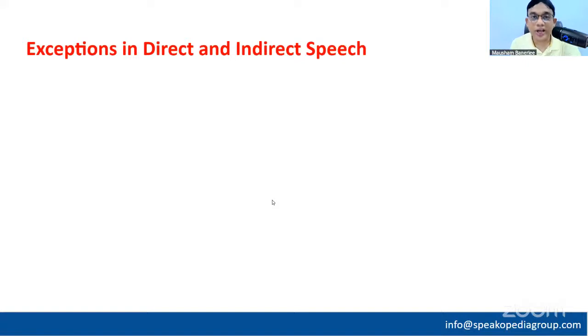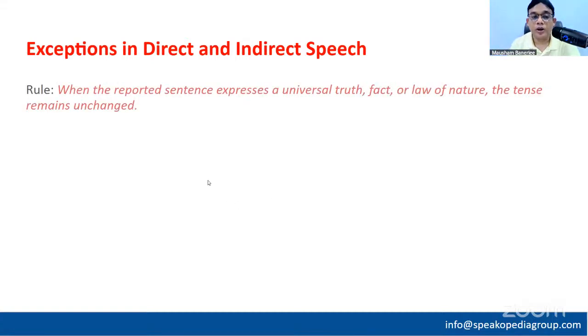Now comes the tricky part. The most tricky part comes now: exceptions. What are exceptions? Which is against the rule. The rule says something, but the exception is different from the rule. These are a few things you need to keep in mind in direct and indirect speech. Many of us get confused about how it works. So this is called an exception, which is against the rule. Now, what is the exception?